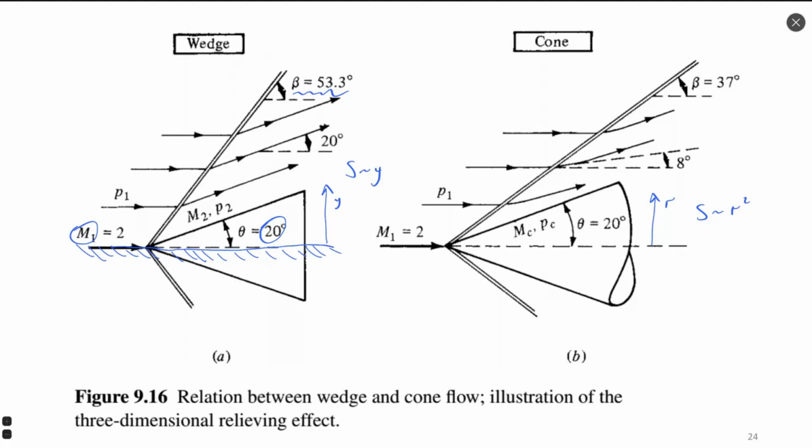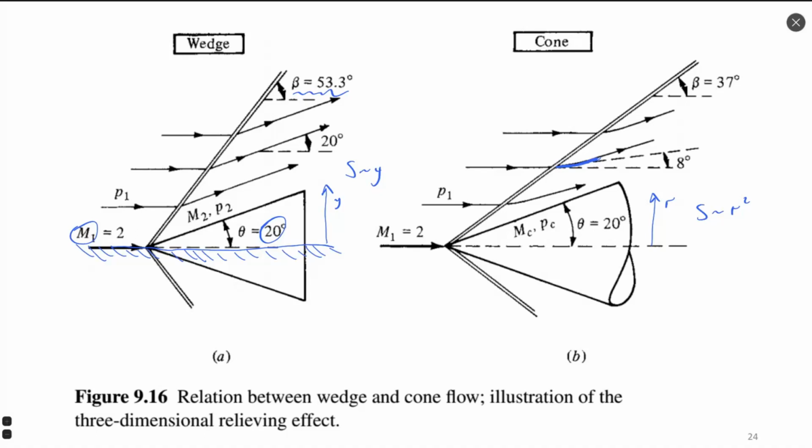So the way of changing this area is different for wedges and cones, and as a result, we have different behavior of flow lines after the shock wave. Before the shock wave, all flow lines for both cases are parallel. After the shock wave, flow lines behave differently. In the case of the cone, they have this curvature on the first part of the line trajectory.